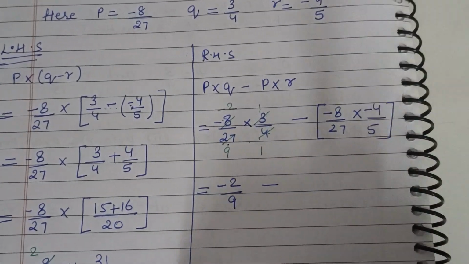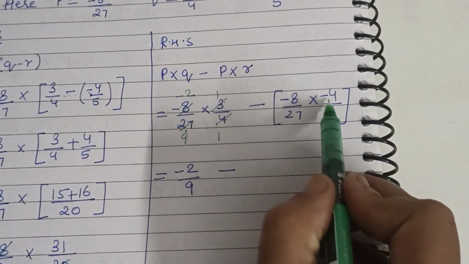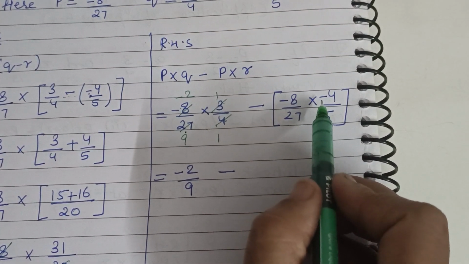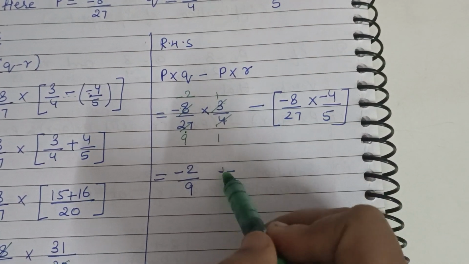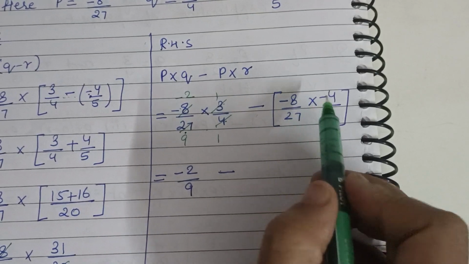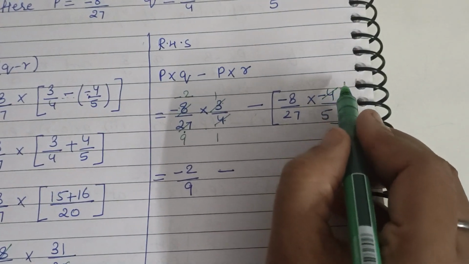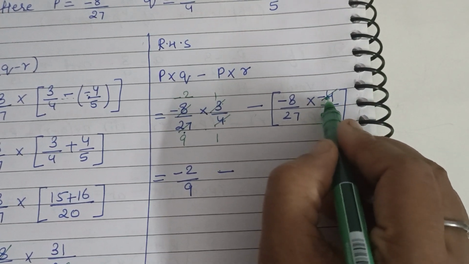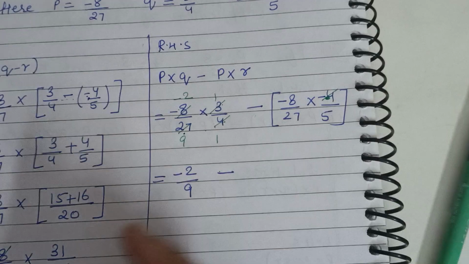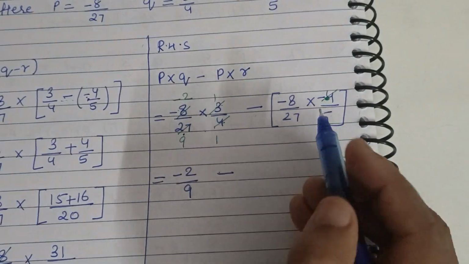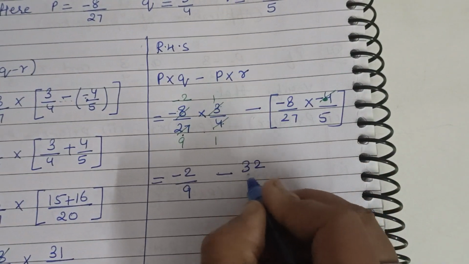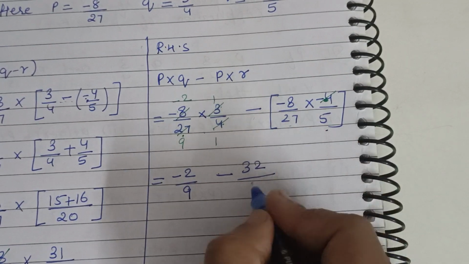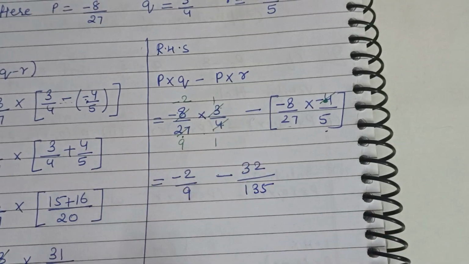Now come here. Inside the second bracket, second product, both are negative. So after multiplication, the answer will be positive. So only this minus sign will copy down. Now do the cutting. 4 and 1, here there is no cutting possible. So leave the cutting. So what will be left here? 8 fours are 32, and 27 into this 5 will come 35.